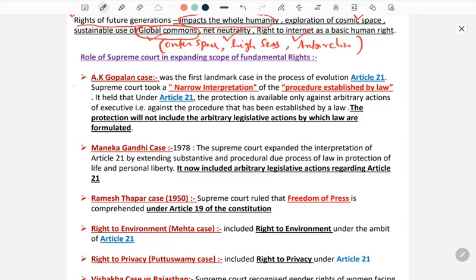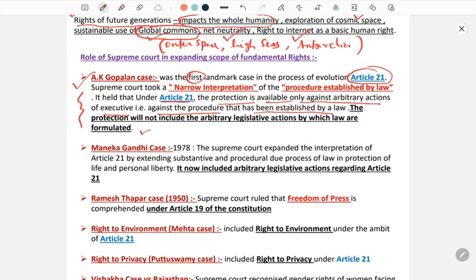For example, first of all, A.K. Gopalan case. It was the first landmark case in the process of evolution. So the evolution of Article 21 started from here. But here the Supreme Court took a very narrow interpretation of the procedure established by law. It held that under Article 21, the protection is available only against arbitrary actions of the executive, that is against the procedure that has been established by law. The protection will not include arbitrary legislative actions by which laws are formulated.